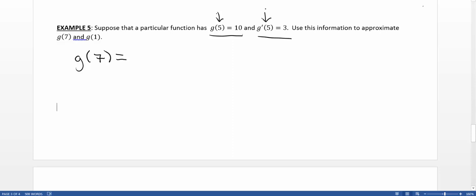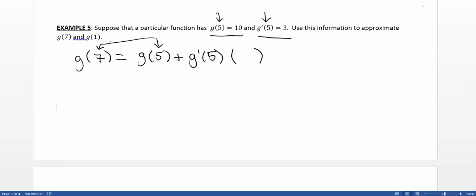Of course, I'm using g here, but what we call the function doesn't matter. So that means g of 7 will equal g of 5 plus g prime of 5 times delta x. Now, delta x is how far away I'm moving from the information I have to the information I want. So since I'm going from 5 to 7, I'm moving forward 2 units. So my delta x is going to be 2.